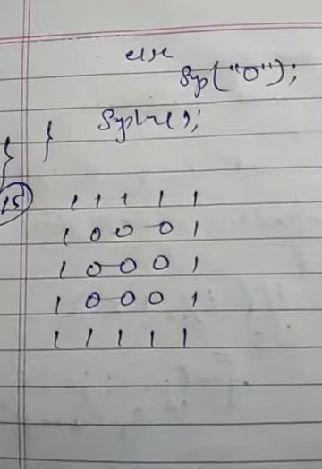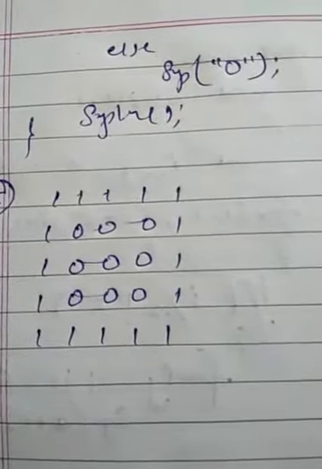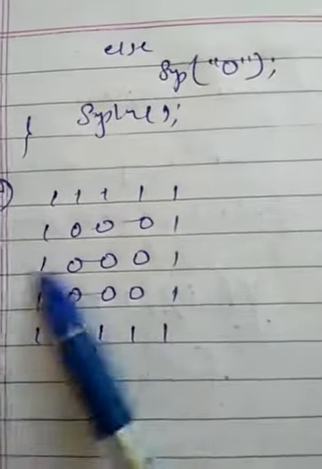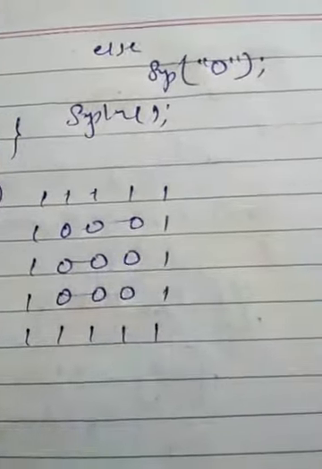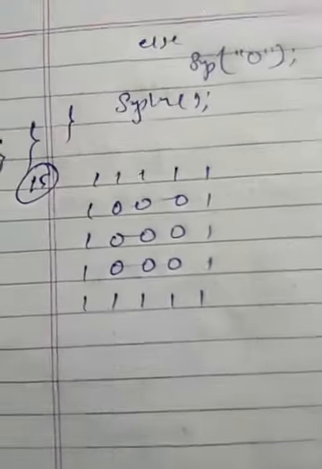In case of the third diagram, all the boundary ones come and inside all zeros. So this is the first row and this is the first column, and this is the last row, this is the last column. So in the first and last row, first column and last column, all ones come.